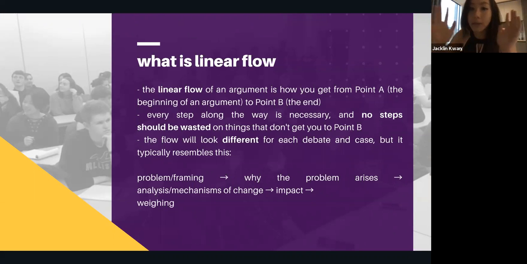So typically, even though the flow will look different for each debate in each case, typically it resembles this. First, you tell me the problem that you're trying to solve, or you show me the framing of what the world looks like.